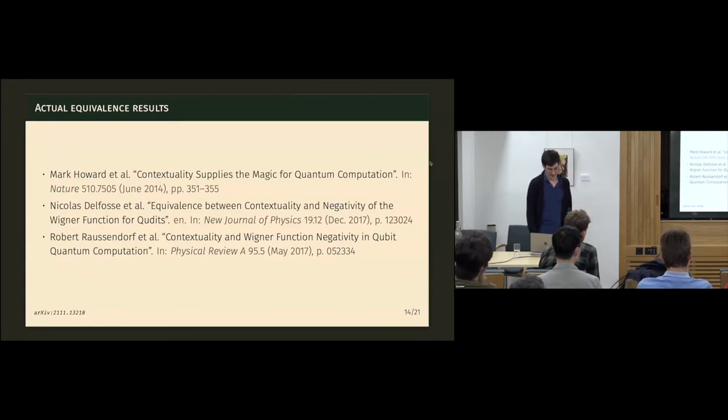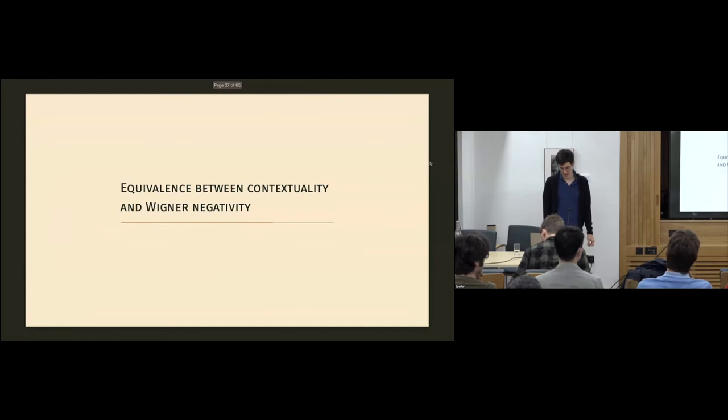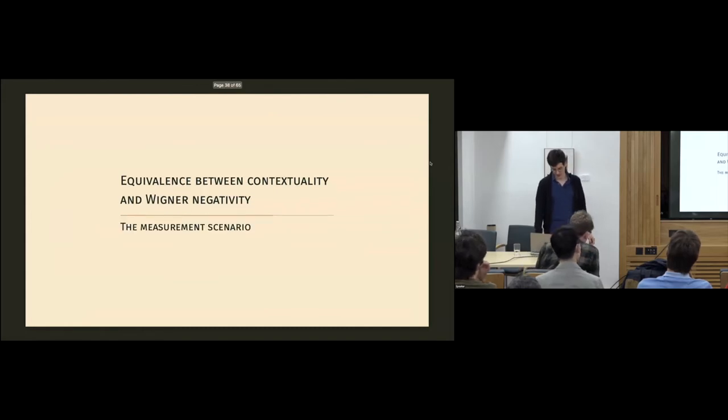Okay, but these equivalences are for discrete variable systems, as I said, and so the question remains for continuous variables, and it's a bit, in some sense, weird because the Wigner function was introduced for continuous variable systems at first. It's really people from quantum optics, continuous variable quantum optics, that are using the Wigner function. So let me present you the results.